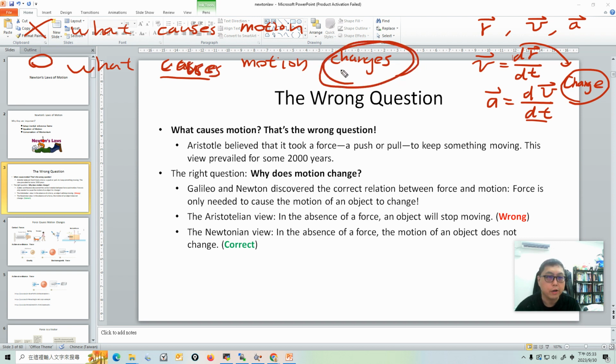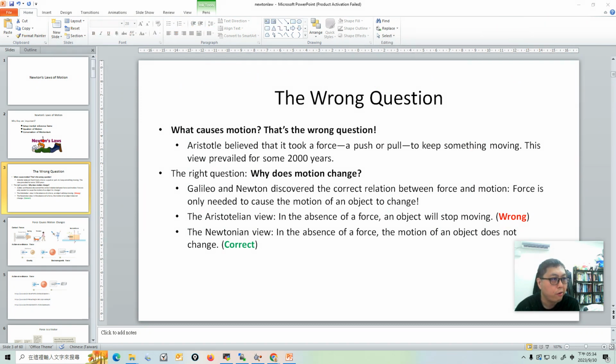The key point is the change, not the motion itself. We don't create motion. We can say force does not cause motion. Force causes motion changes. So change is very important. That's Newton's opinion.